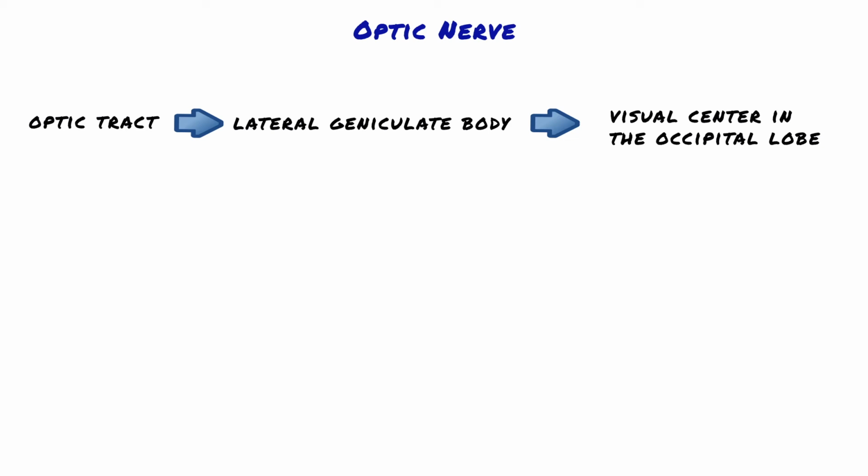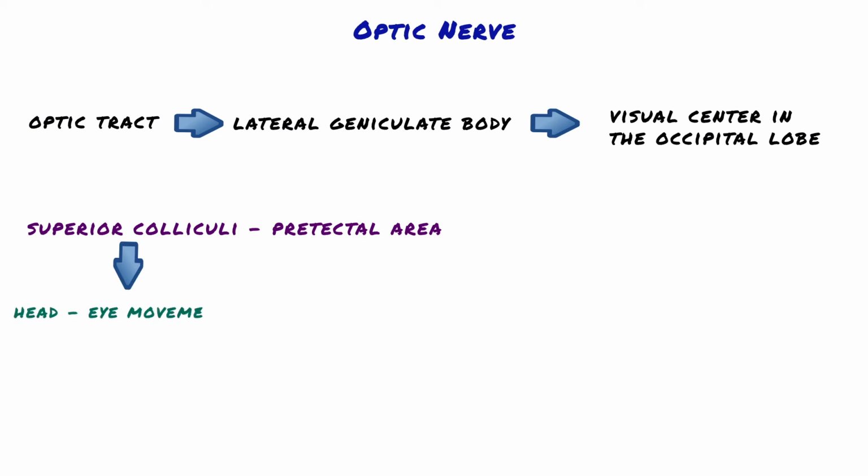Some of the fibers coming from the retina to the lateral geniculate body via optic tract go to the superior colliculi and pretectal area without synapse. The fibers leading to the superior colliculi are related to the motor mechanisms of the head and eye movements, and the fibers leading to the pretectal area are related to the pupillary light reflex.